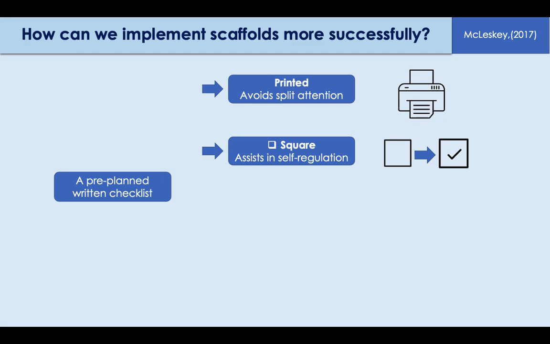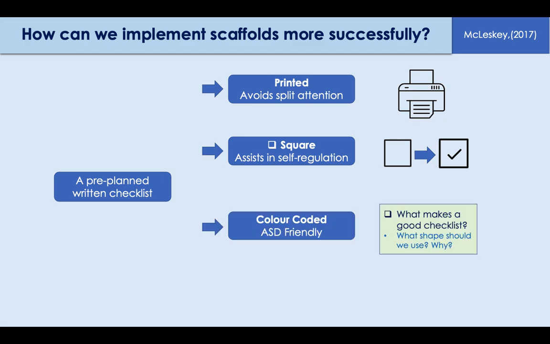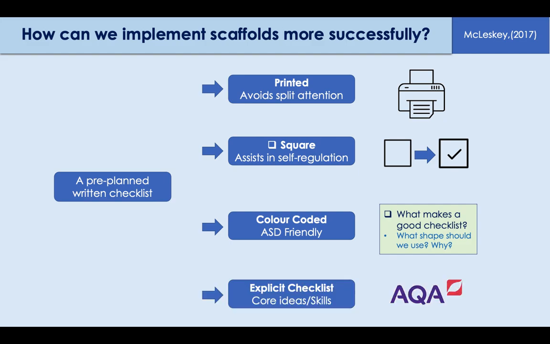Once a student has completed one part of the checklist, they can tick it off. Having it colour-coded to make sure it's ASD friendly allows the student to see what the main point is and what the following on points are if required. And having the checklist be explicit to the core ideas or skills within the scheme of work.